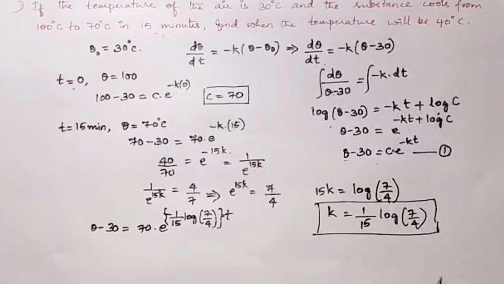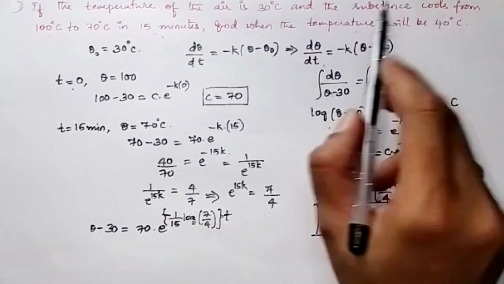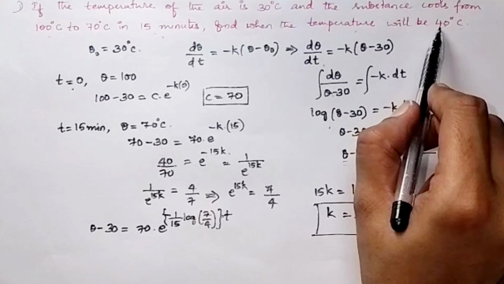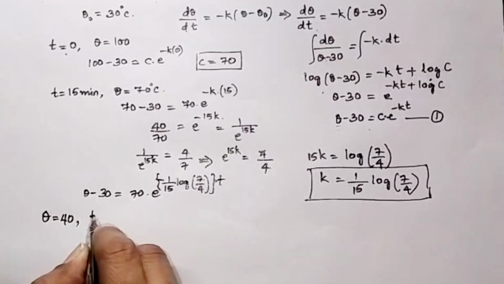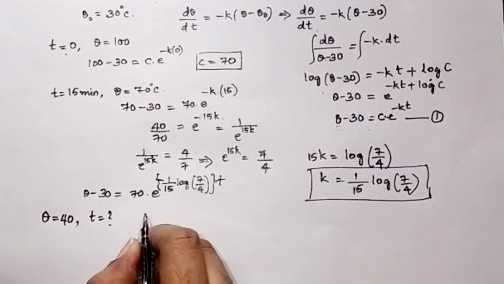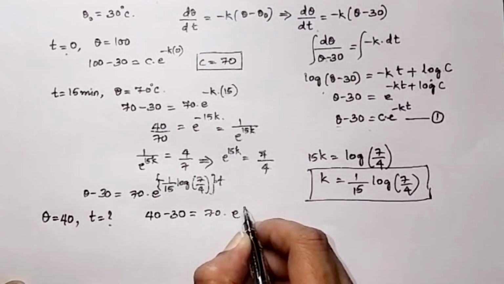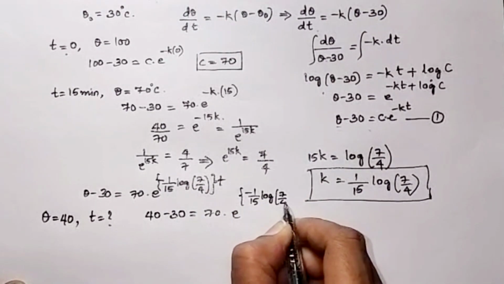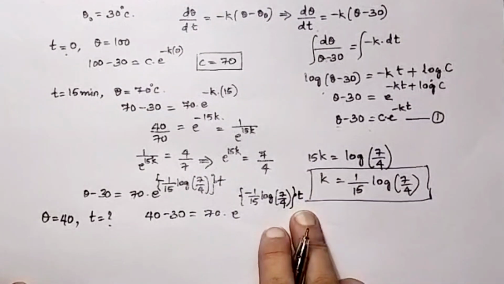Now they have asked to find when the temperature will be 40 degrees Celsius. The object will reduce its temperature to 40 degrees Celsius. When will that happen? So theta equal to 40. At what time will this happen? T equal to how much? So substitute in this: 40 minus 30 equal to 70 into e to the power minus 1 by 15 into log of 7 by 4 into the value of t we have to find out. So keep it as t itself.